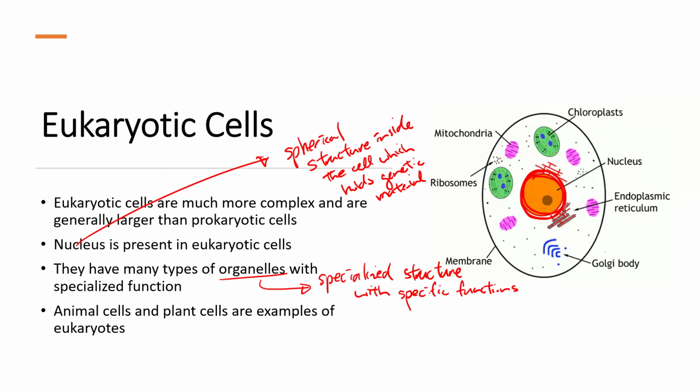So animal cells are eukaryotic cells. Plant cells are eukaryotic cells. And again, I just want to emphasize animals and plants are not the only two types of cells that exist. There are fungi, there are protists. Those are also eukaryotic cells. And you can't read my writing. It says specialized structure with specific functions.